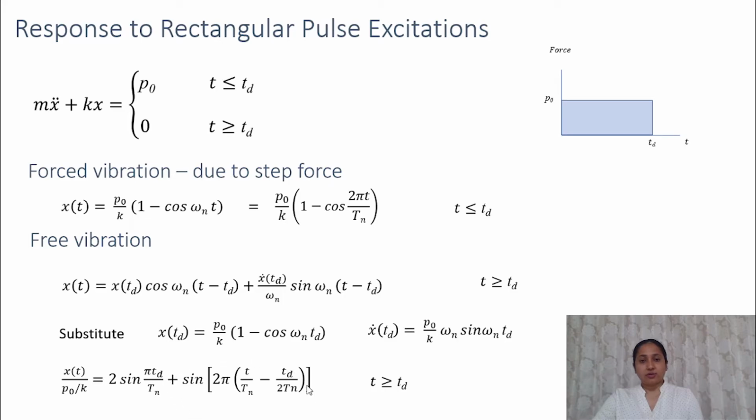If we look at this expression, we can understand that this response is a function of t by tn, that is the ratio of the time to the natural period, and this quantity depends upon td by tn, that is again a time ratio, that is the duration of the pulse to the natural period. So the response will depend on the ratio of this duration and the natural period. Now let's calculate the response for different values of td by tn.